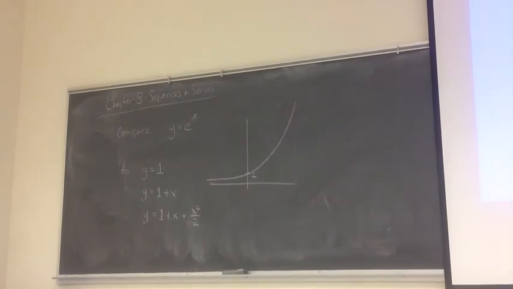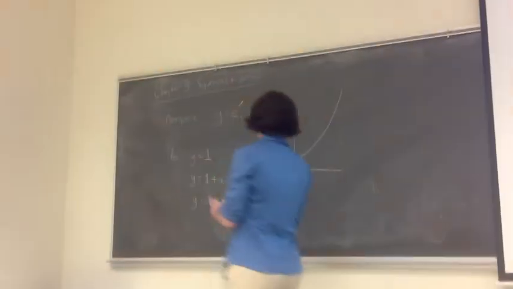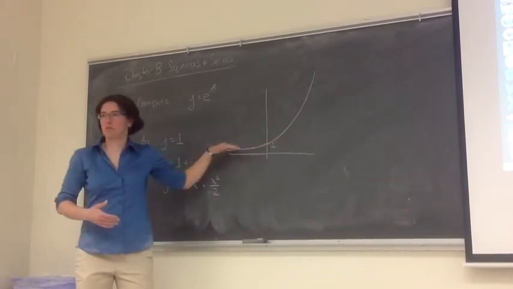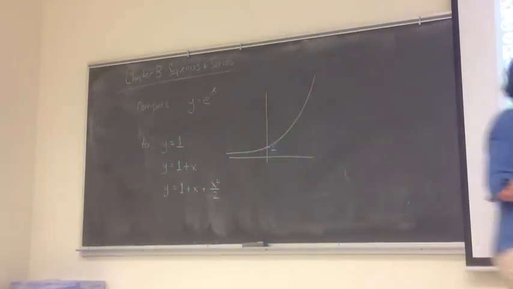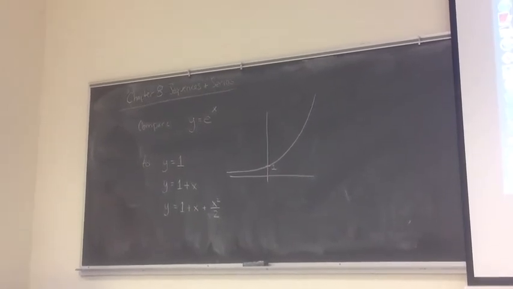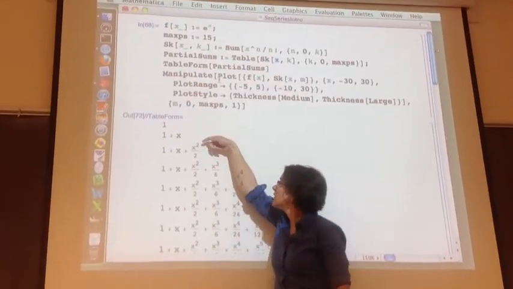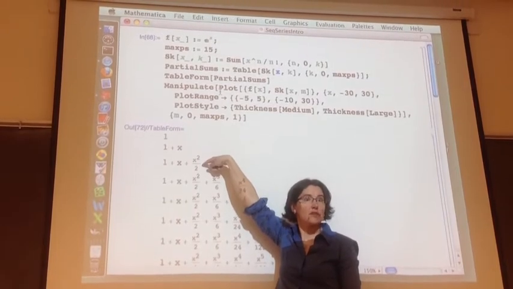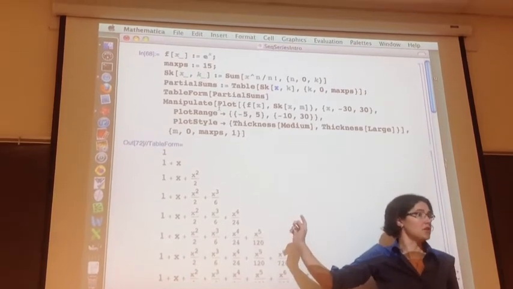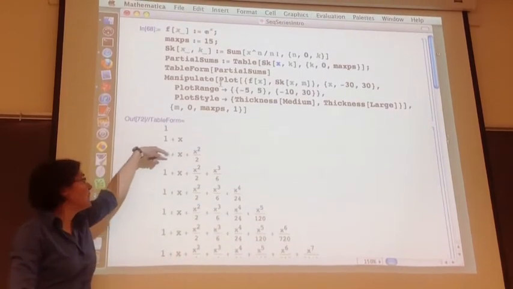All right, so these are things that you can do on your calculator. You can graph y equals e to the x, and you can graph y equals 1. Y equals 1 is a horizontal line that goes directly through y equals 1. So you can do that on your calculator. I'm going to show you a picture on Mathematica. So what you see here is y equals 1, y equals 1 plus x, y equals 1 plus x squared over 2. And then I have a whole bunch of others where I've added on one term each time.